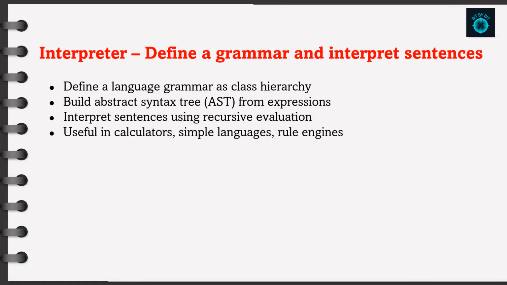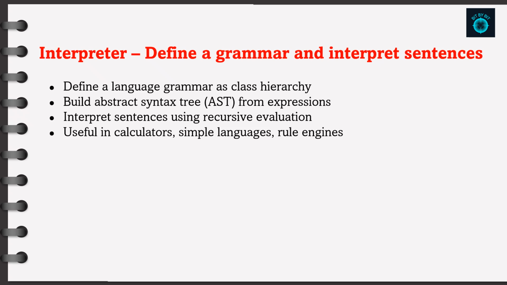Interpreter. Define a grammar and interpret sentences. The interpreter pattern is used to define a grammar for a simple language and interpret sentences built using that grammar. It works by representing each grammar rule as a separate class in a class hierarchy. These classes together build an abstract syntax tree, or AST, that represents the structure of the input sentence. The pattern then interprets or evaluates the tree using recursive calls.